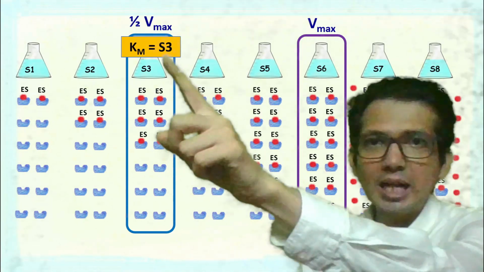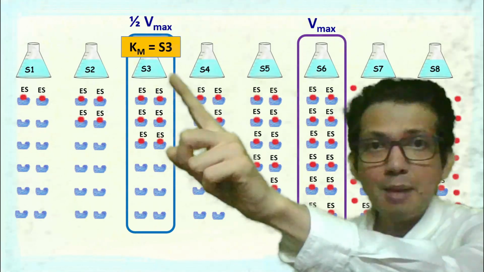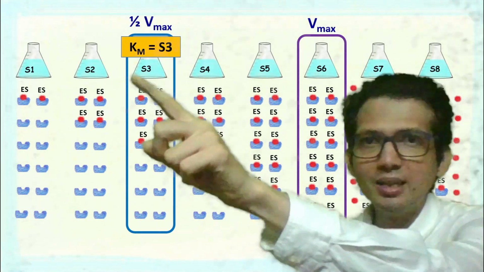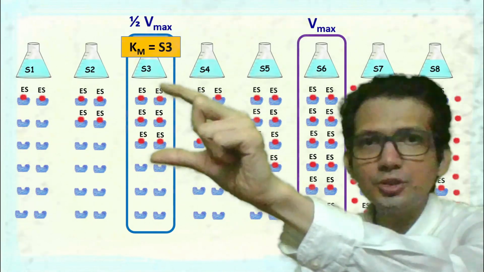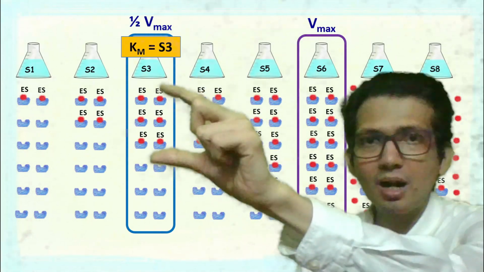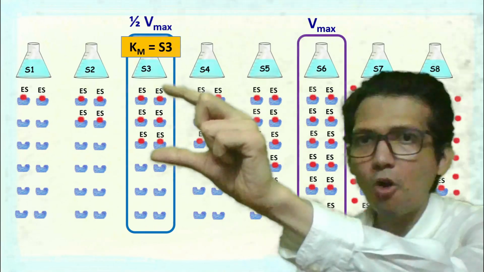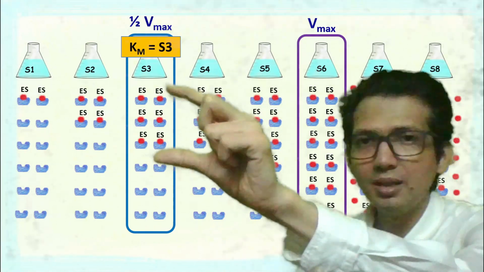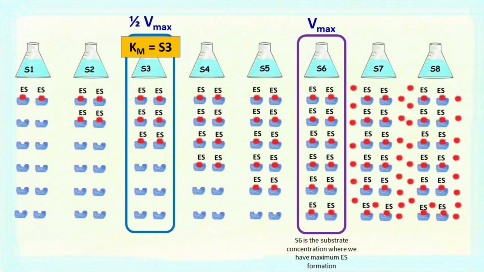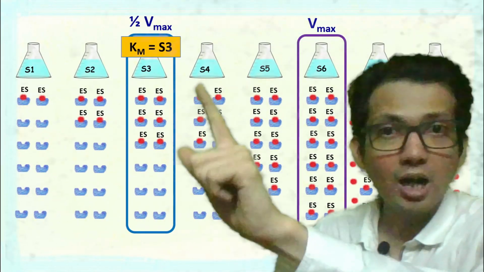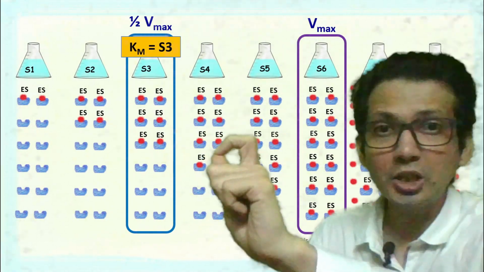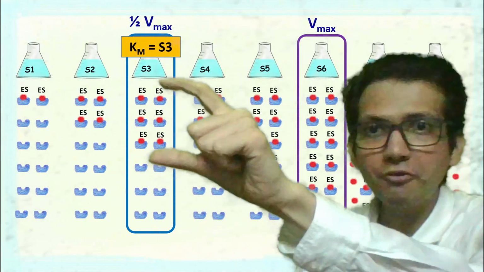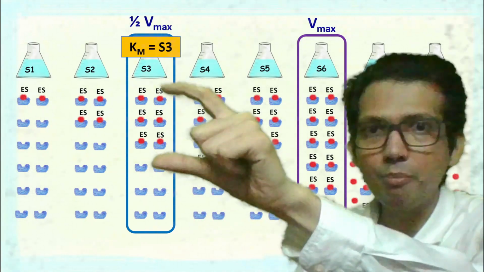Now, pay attention to this part. Km can also be defined as the substrate concentration at which 50% of the enzyme molecules are saturated to form ES complex. So in other words, Km can also be defined as the situation in which you have 50% of ES formation.